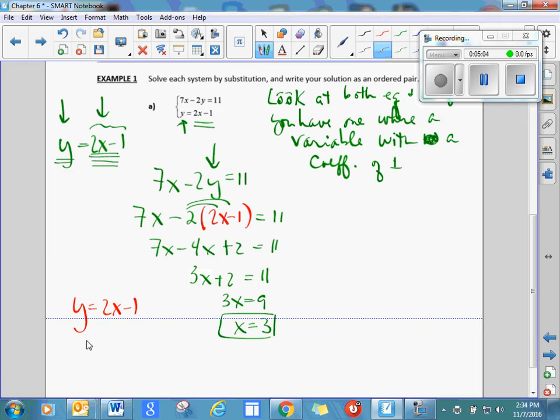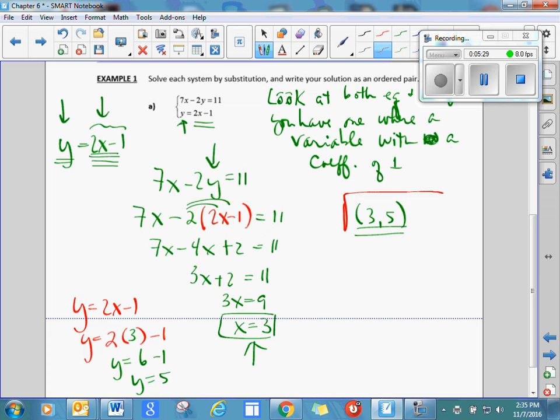Coming back, y is equal to 2, and in place of x, I'm going to put in the value that we found for x, which is 3. Y is equal to 6 minus 1. Y is equal to 5. So I think that my ordered pair is (3, 5). I think that this is the solution of my equation, but I'm going to prove it.